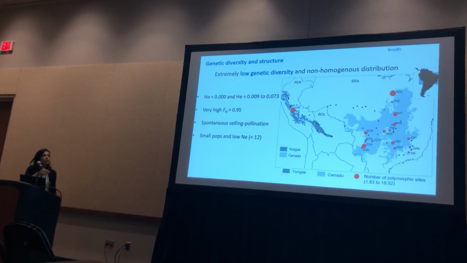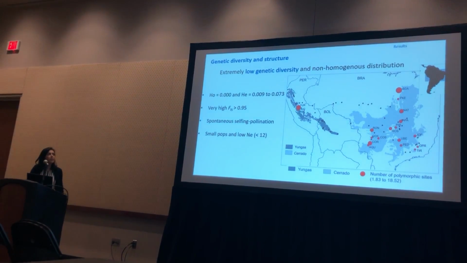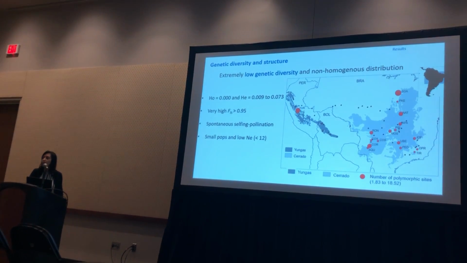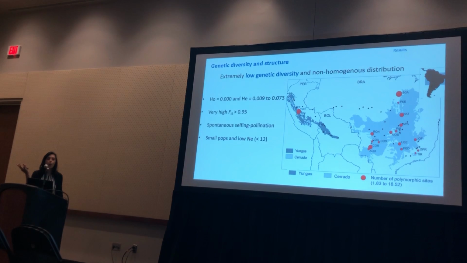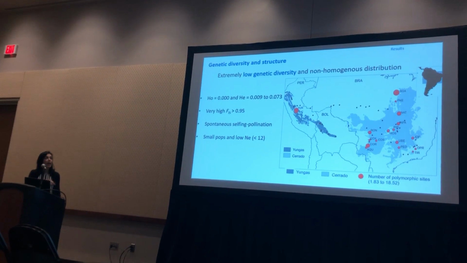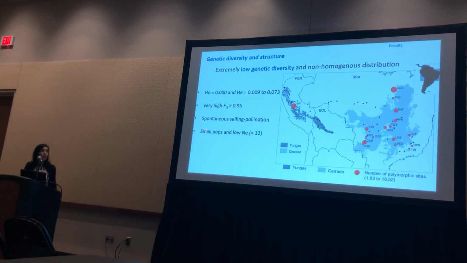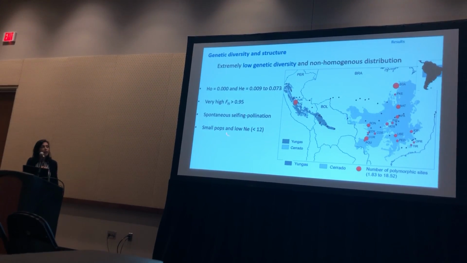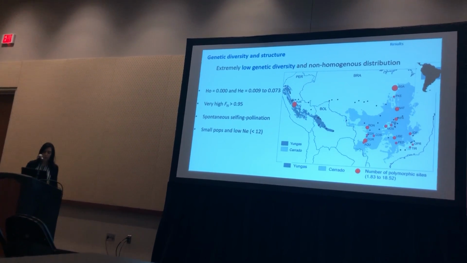And this was also a pattern that we could observe, because the species is spontaneously self-pollinated. They are cleistogamous, the flowers mainly open with the stigma full of their own pollen. We also observed during the field work that the population was very small, and the genetic data gave us a very low effective population size, very low.